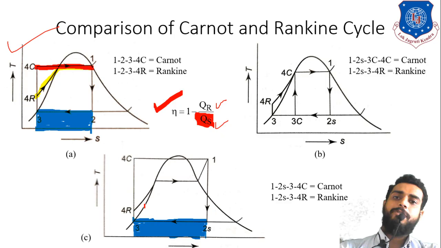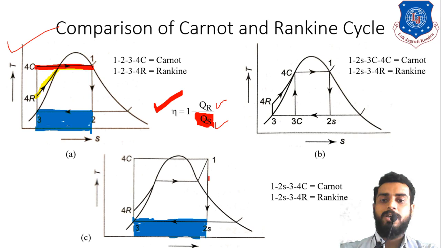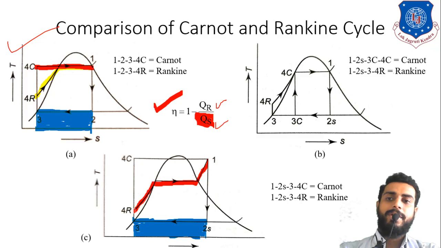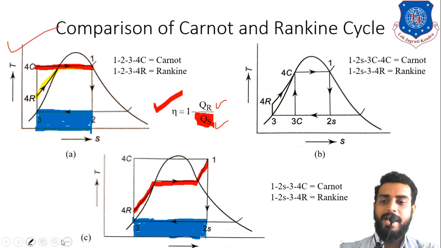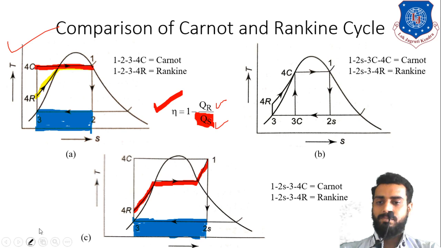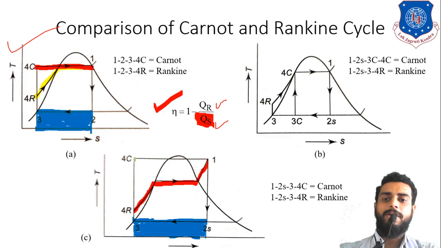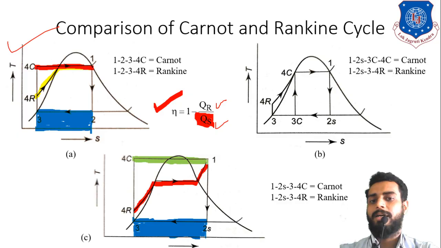Same way for diagram C also. Now observe that for diagram C, the heat rejection is the same. Now the heat added during the Rankine cycle is this one, highlighted by red color, and the heat added during the Carnot cycle is highlighted by green color in diagram C.